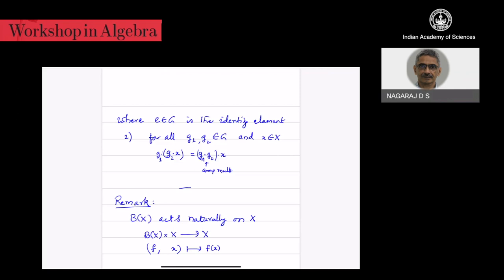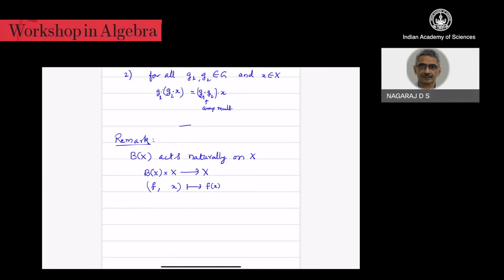So notice that the identity element of the group B_X is the identity bijection, which is the identity of X, namely x going to x. So id_X comma x is nothing but id_X of x, which is equal to x. Okay, so this first property is satisfied.